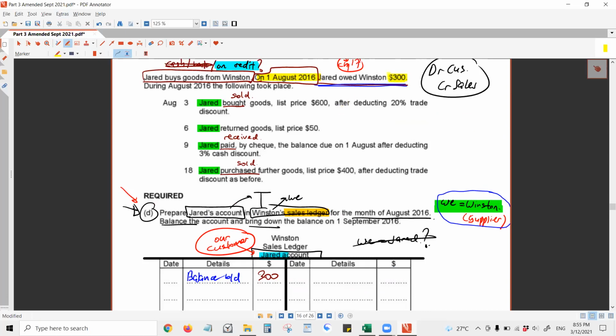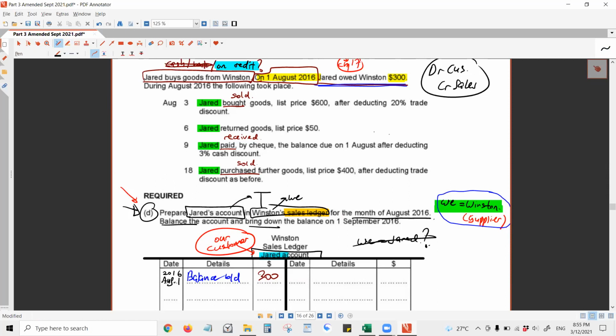Why? It means that before August 1st, probably in July, there must have been some transactions between them already. That's why at the beginning of this month, Jared owes us 300. Write the date. This is a past exam question, so it's quite relevant to your exam. August 1st.